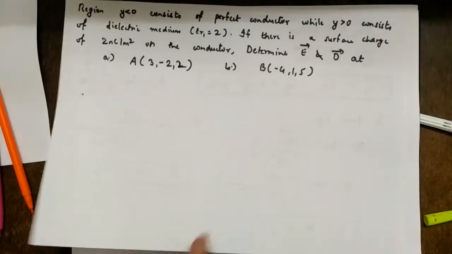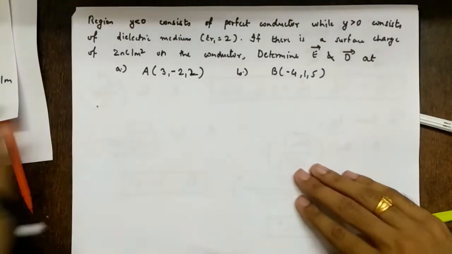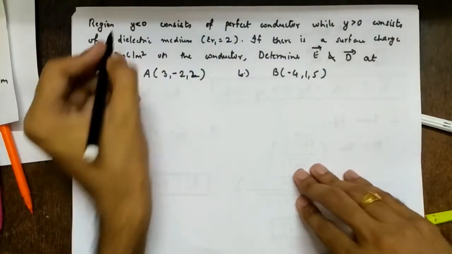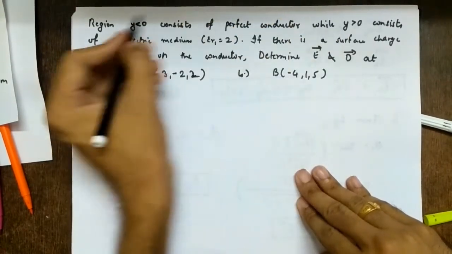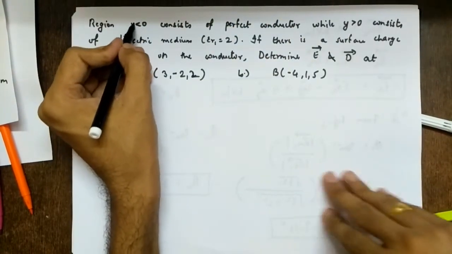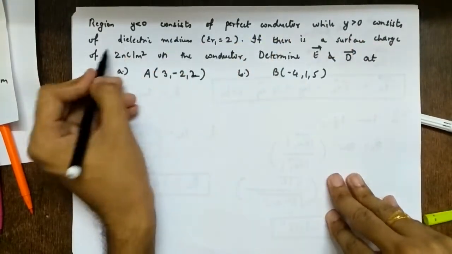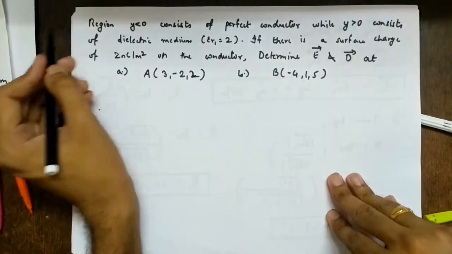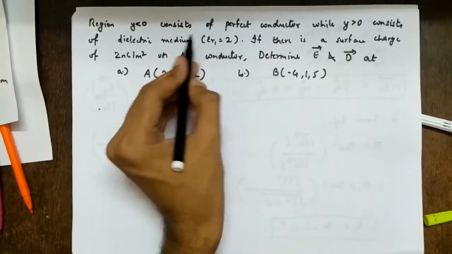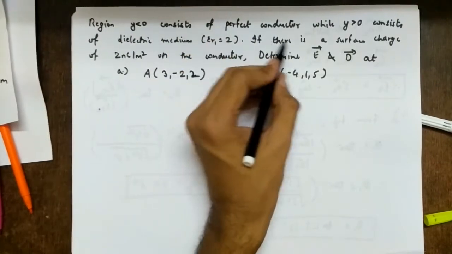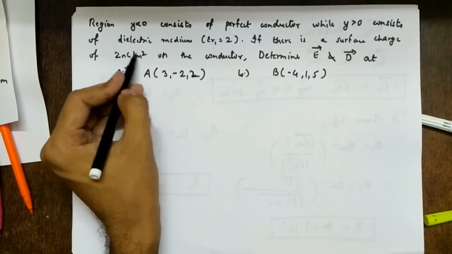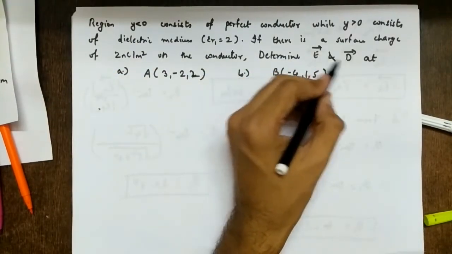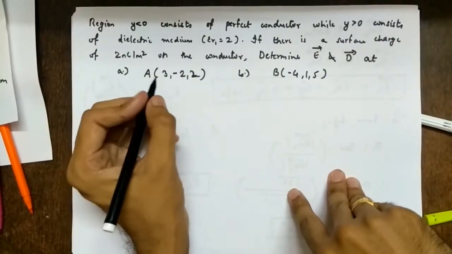So let's take one more sum and then we'll stop for the day. So region y less than 0 consists of perfect conductor. So now what is the difference? Usually we had z, now we have y. While y greater than 0 consists of dielectric medium, and we saw the examples on dielectric interface. Now this is dielectric conductor interface. So if there is a surface charge of 2 nanocoulomb per meter square, so again one more difference is rho s is given. So determine E vector and D vector at 2 points, right?